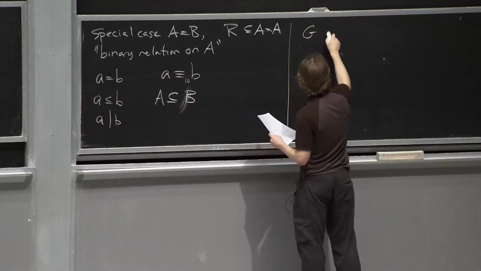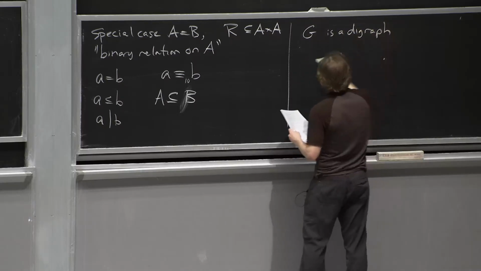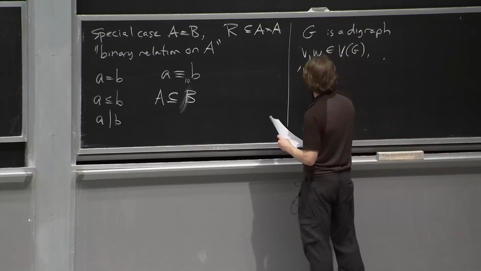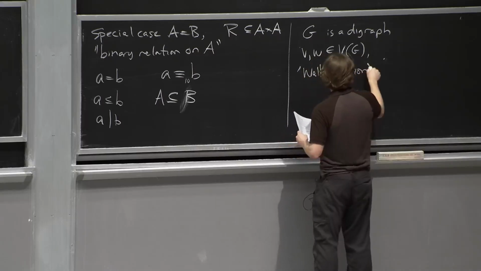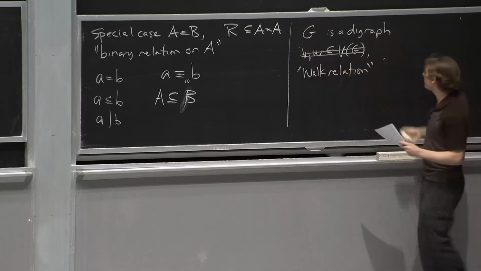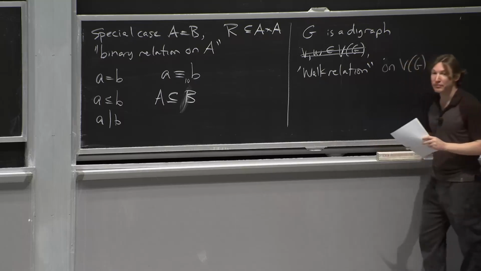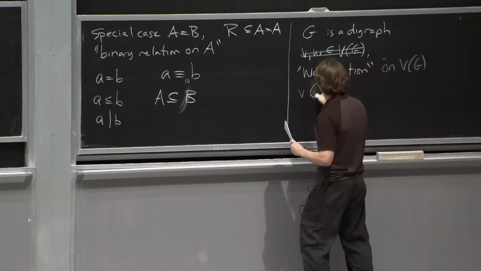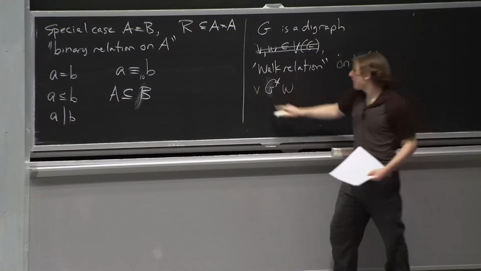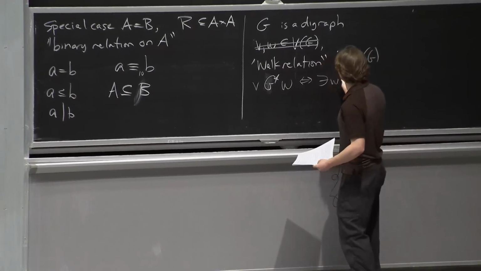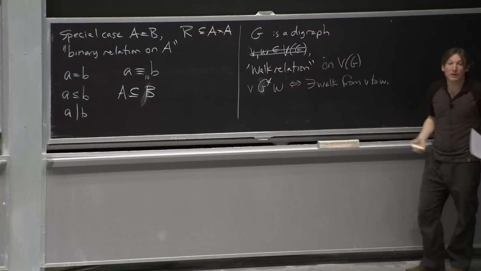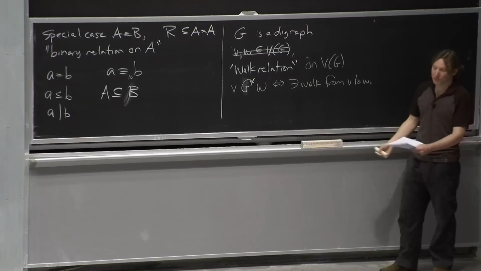If G is a digraph, we can define the walk relation on the set of vertices of our graph, where we define that V relates to W under this walk relation that we're going to call G star, if and only if there exists a walk from V to W. That's a relation we can define on a digraph, and it's a really useful one.